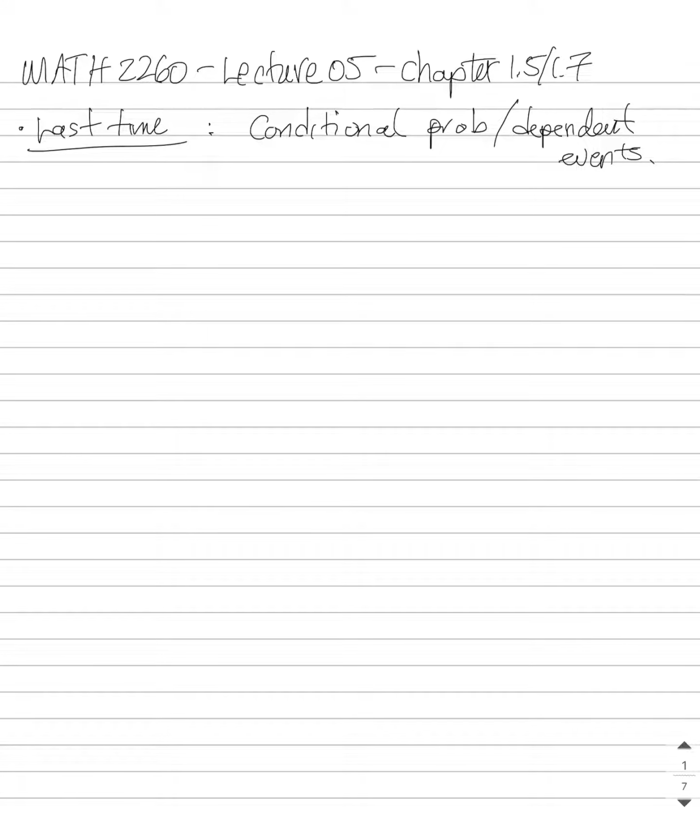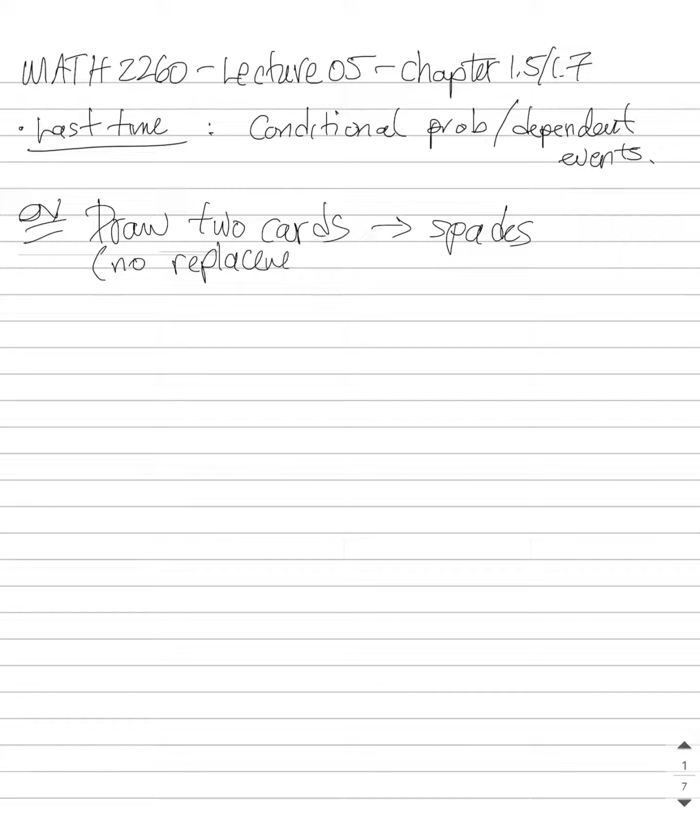Last time we had talked about this idea of conditional probability. So we had a multi-stage event where the subsequent stages depended on the previous stages. As an example of that, let's talk about a simple experiment where we draw two cards from a deck and we are interested in the spades, in the chances of drawing spades. Now, in this experiment, we are not going to replace the cards once we take them out.